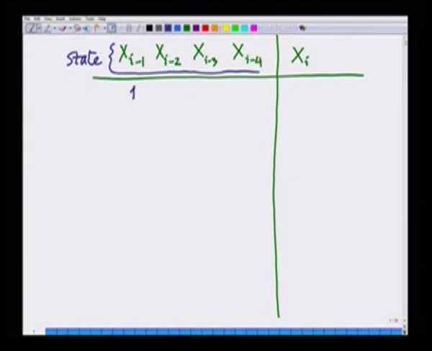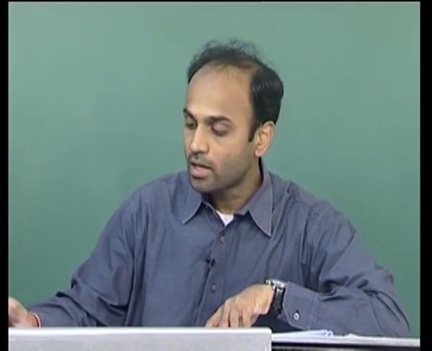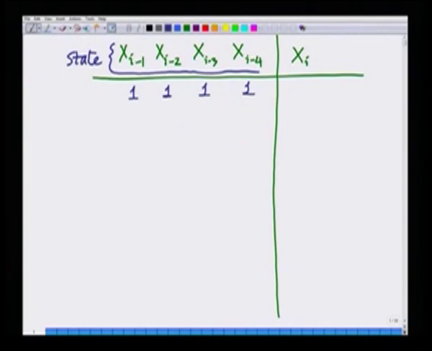Let us assume that I am starting from the all 1 state, that is xi minus 1 equals 1, xi minus 2 equals 1, xi minus 3 equals 1, and xi minus 4 also equals 1, and hence the output in this state is xi minus 4, which is 1. Now, remember, xi is xi minus 3 XOR with xi minus 4, both xi minus 3 and xi minus 4 are 1, hence xi minus 3 XOR with xi minus 4 is 1 XOR 1, which is 0, hence xi is 0.